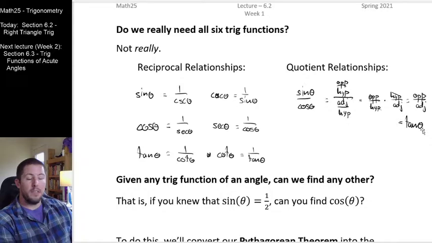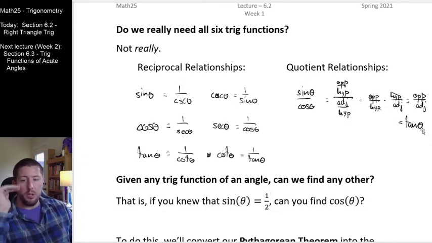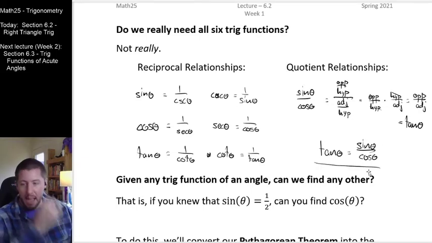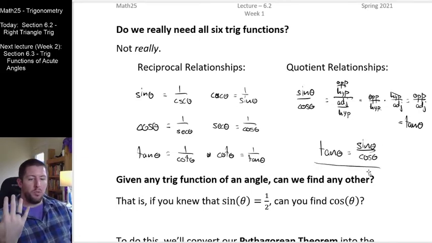So we can see that there's also a quotient relationship where if you divide two trig functions, you might get a third. This isn't true for all of our relationships, but this is our most special quotient relationship: tangent of an angle is the same as the sine of the angle divided by the cosine of the angle. We'll use this pretty heavily this semester. It will help us rewrite lots of things in terms of just sine and cosine.